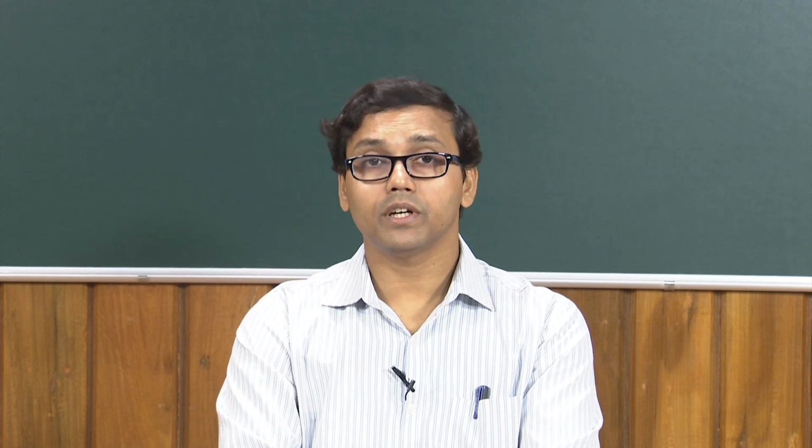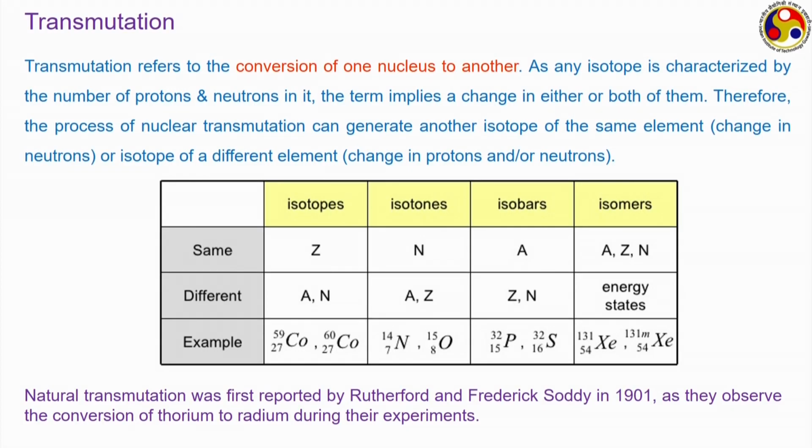Therefore, the phenomenon of nuclear transmutation can generate an isotope of the same element when there is a change only in the number of neutrons, or can generate altogether a different element when there is a change in the number of protons as well. And here I would like to introduce a few more terms. Isotopes were of course discussed earlier, which is very important from the nuclear reaction point of view, and isotopes, we know, refer to nuclei having the same atomic number but different mass number because of the presence of a different number of neutrons. We have got examples earlier.